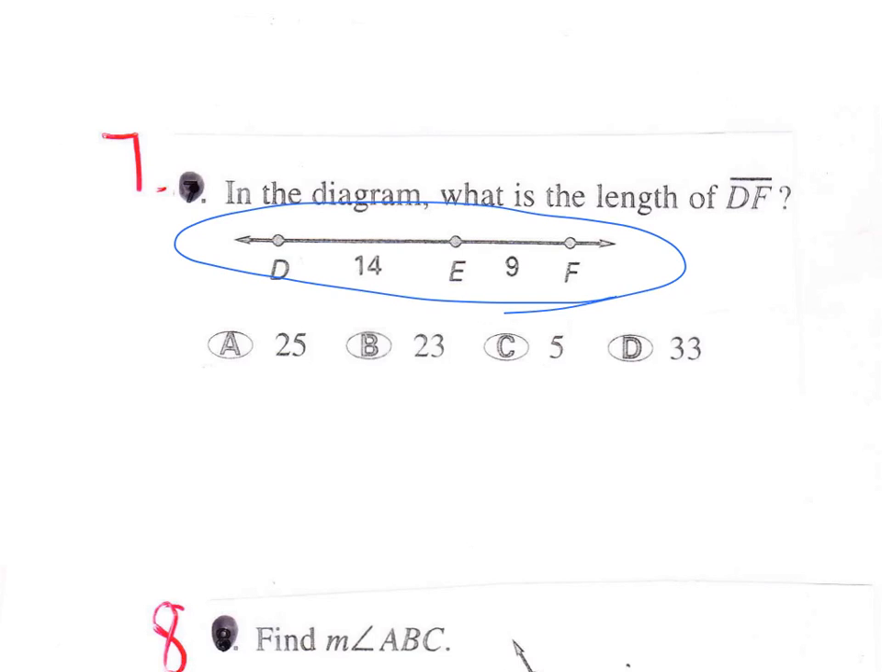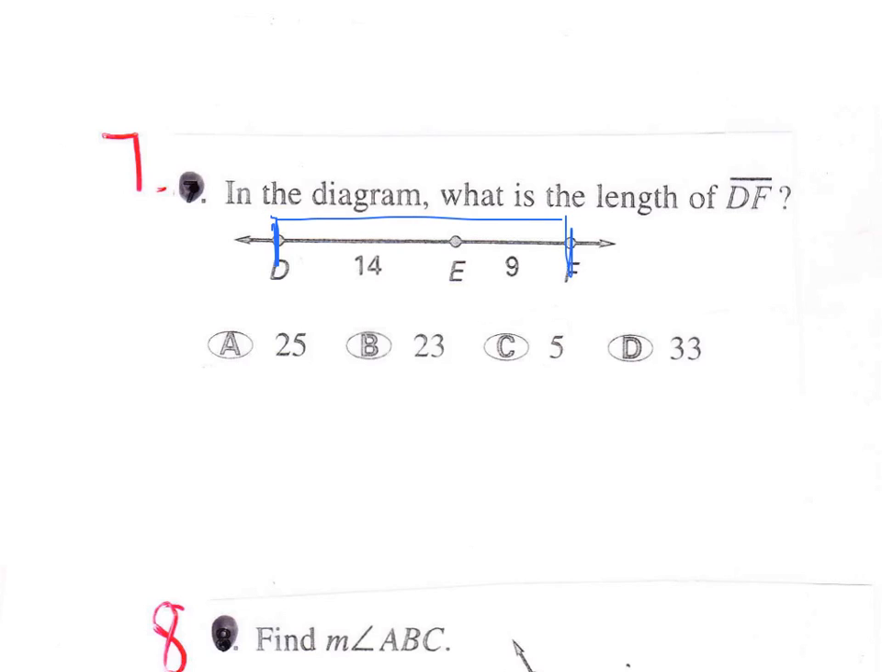On number 7, take a look at this diagram, this picture right here. What is the length of DF? So let me just erase my circle here real quick. All right, D to F. So that's from here to here, how far is this all the way across? Is it A 25, B 23, C 5, or D 33?